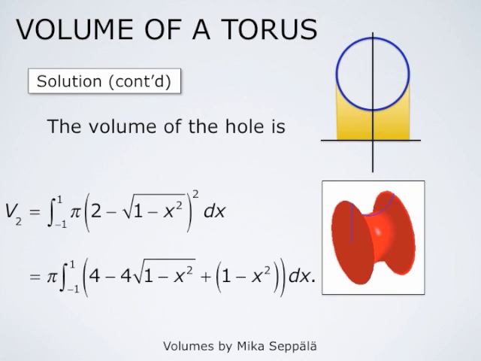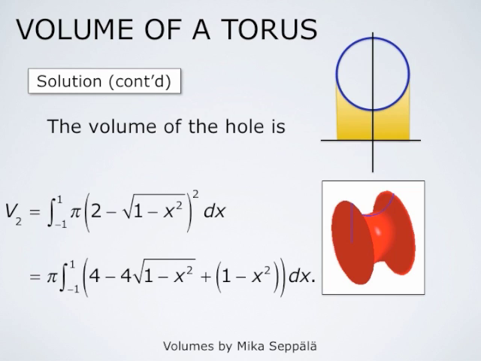Now we have to deal with the hole. The hole is obtained by letting the yellow domain under the graph of the function 2 minus square root of 1 minus x squared rotate around the x-axis. The volume of this solid is the integral from -1 to 1 of pi times the quantity 2 minus square root of 1 minus x squared, squared, dx.